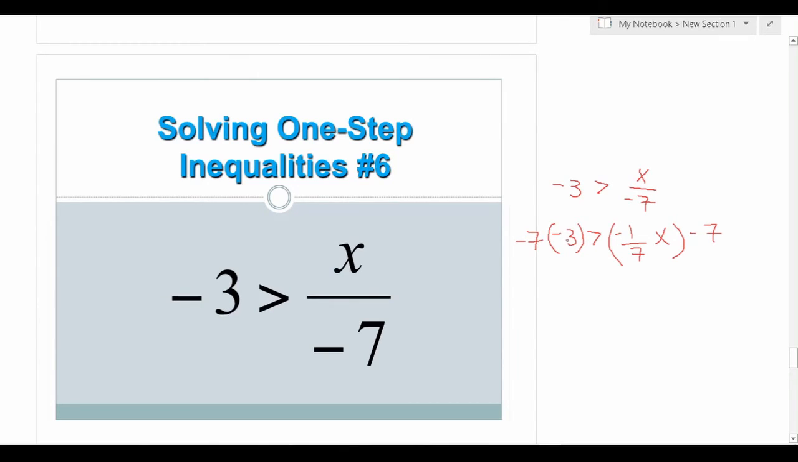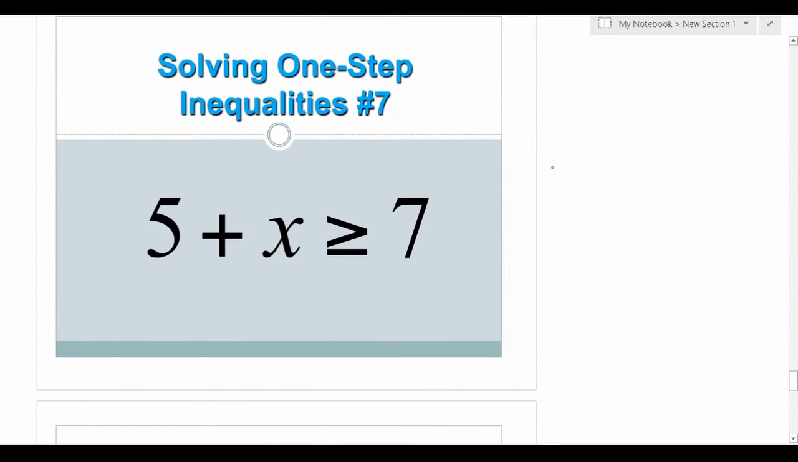So negative 7 times negative 3 is going to be positive 21. As you noticed, we multiplied by a negative 7 across the inequality sign. So that's going to prompt us to change the direction of the inequality sign. And negative 1 over 7 times negative 7 is just 1. 1 times x is just x. So in this case, we did have to flip the direction of the inequality sign since we multiplied across it by a negative.